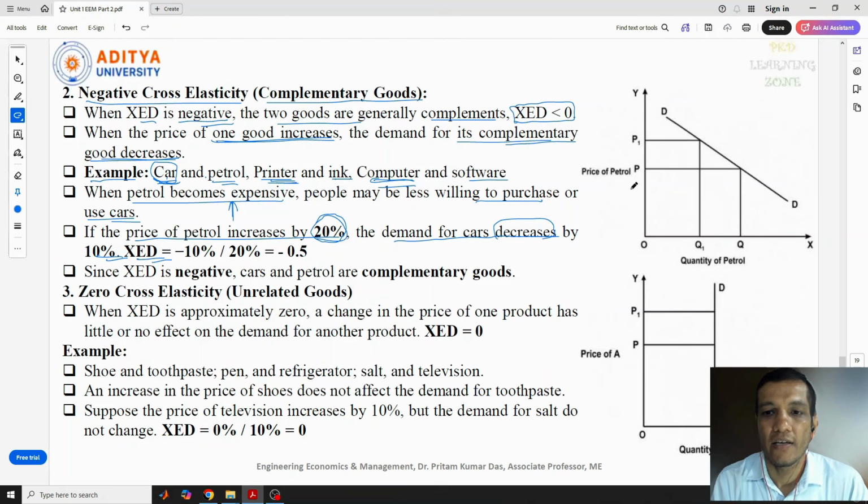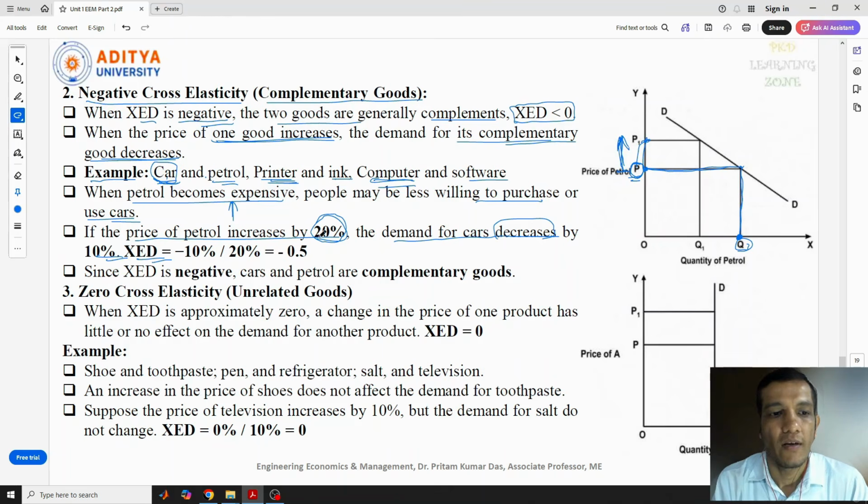Now you can see the price of petrol on the y-axis. Initially the price of petrol was P, and it increased to P1. When the price was P, at that time the demand was Q. I can draw it like this. Now when the price of petrol increases from P to P1, it came here.